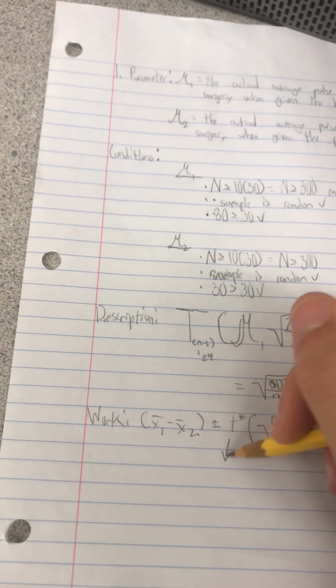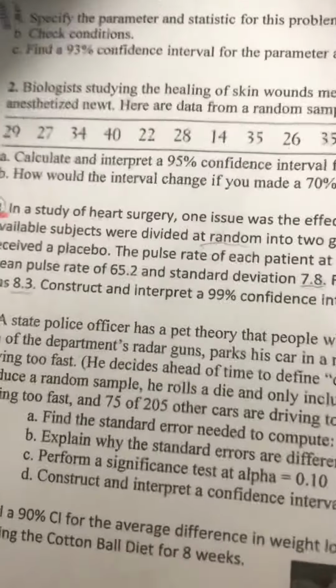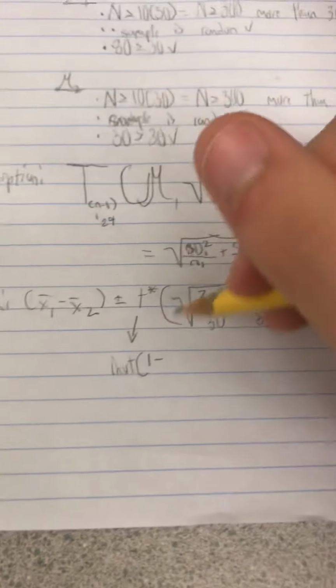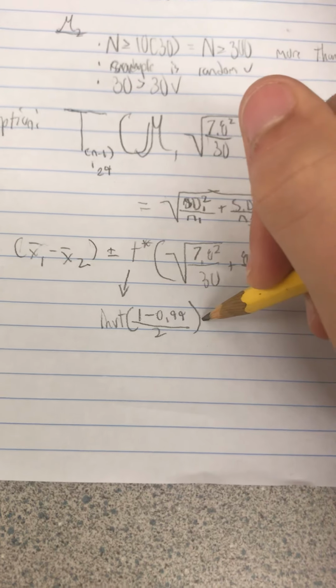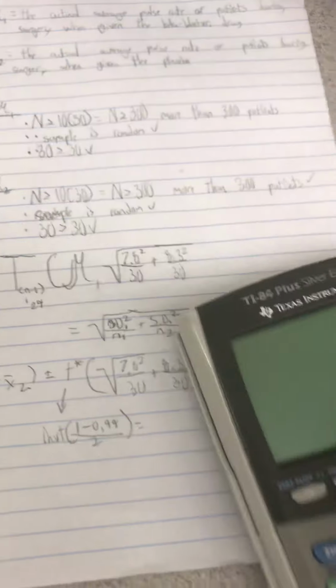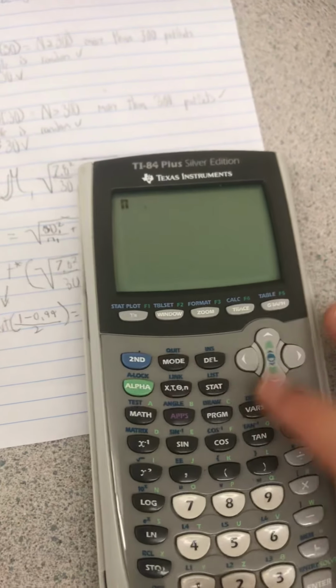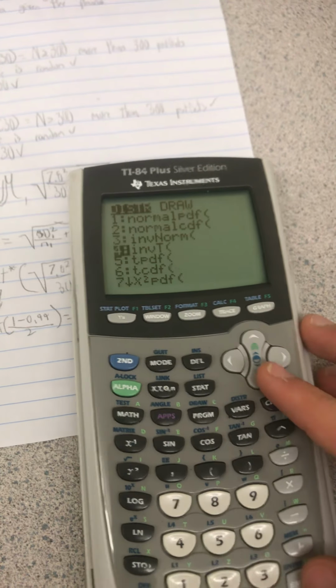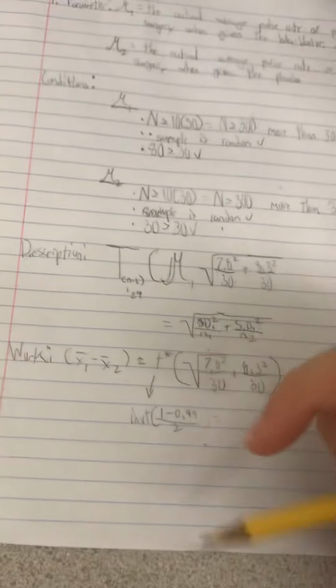So, we find the t-score using inverse t, with the equation 1 minus the confidence level. The confidence level, as we see, is 99%. So we would put 0.99 over 2, and then you would put this on your calculator. Go to second vars, go to inverse t, and then you would find what this is first. My mistake, I forgot the degree of freedom.